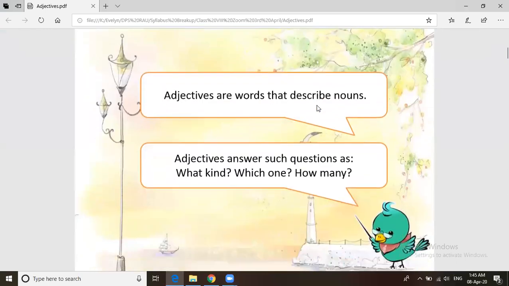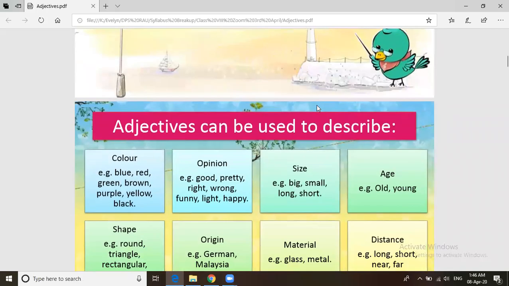Okay, so we all know that adjectives are the words that describe nouns. You can get the adjective in a sentence by asking questions like which kind, which one, how many, and so on. Like, Ram is a good boy. What kind of a boy is Ram? Good. So this is how you can get the answer to adjectives.